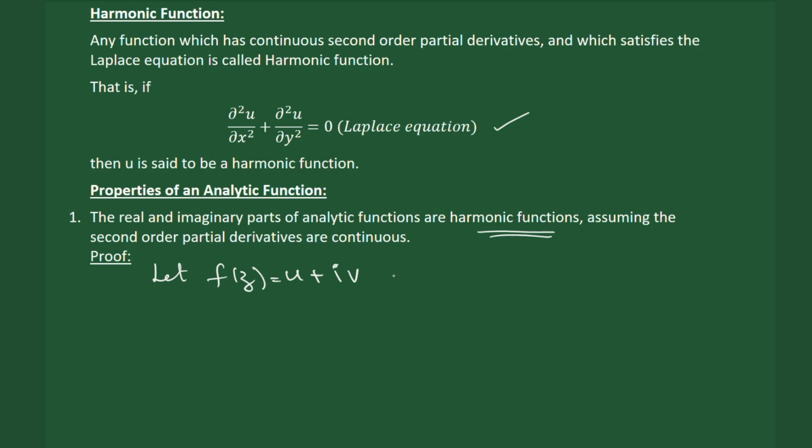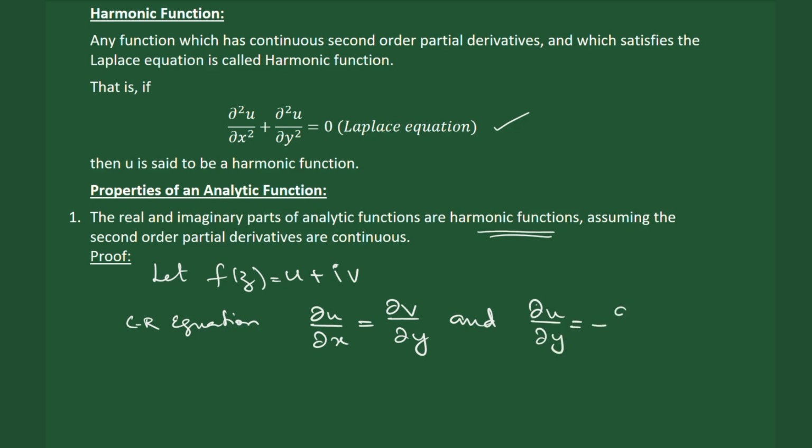Since this is an analytic function, it satisfies the Cauchy-Riemann equations, that is the CR equations. The Cauchy-Riemann equations are ∂u/∂x = ∂v/∂y and ∂u/∂y = -∂v/∂x. So here we have these two equations. First let us differentiate the first equation with respect to x partially. If we differentiate both sides with respect to x partially, we will have ∂²u/∂x² = ∂²v/∂x∂y.